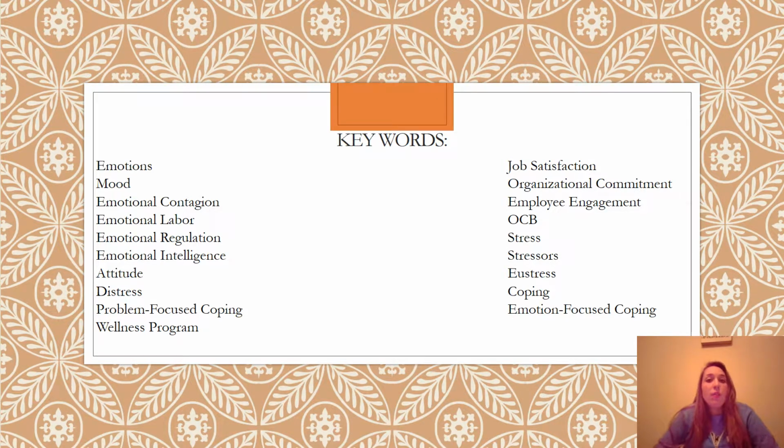So as you can see in front of you, I've included a box full of keywords that I felt were the most important concepts from throughout the chapter. I chose emotions and the types of emotional labor, contagion, regulation, intelligence, because all of them really connect together and jump off of one another to explain how emotions affect the workplace. And I chose attitude because attitude itself relates strongly to job satisfaction, organizational commitment, employee engagement, and organizational citizenship behavior, which all affect how efficient and how smooth an organization can run.